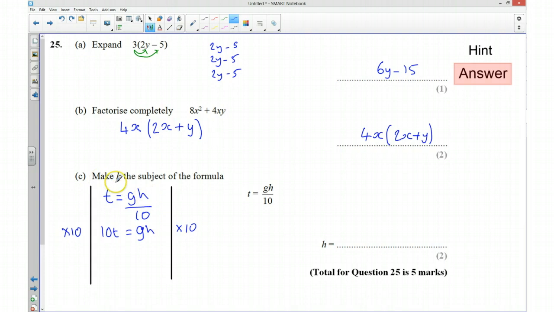Okay, remember I'm making h the subject, so I need to undo this g here, so we want to divide both sides by g. So dividing this side by g, I've got 10t divided by g, and divide this side by g, and that's going to just leave me with h. So I can say that h is equal to 10t divided by g. And there we go.